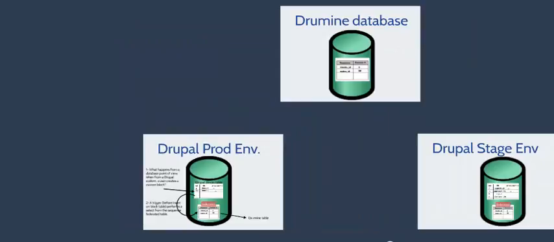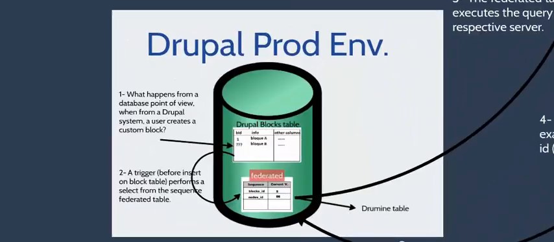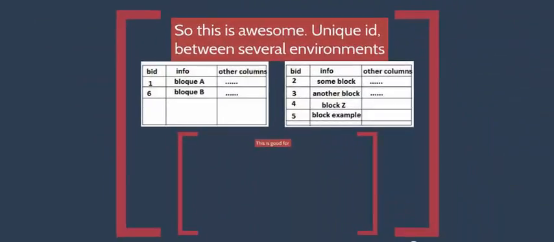The federated table executes the query to the respective server. The result is returned from the server. In this case, the block ID number 6 is returned. Following, the value returned is used to override the auto-incremental value. So this is awesome. You can assign unique IDs between several environments.